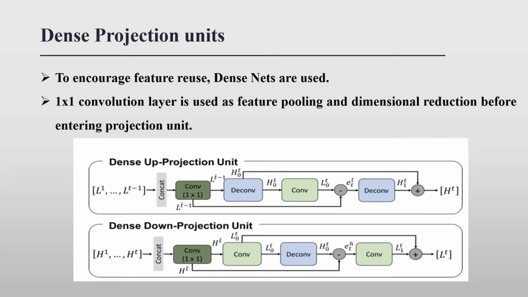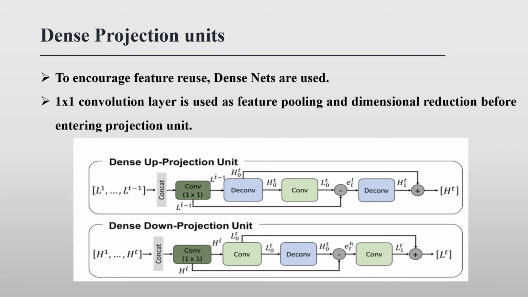The same idea can be extended to dense projection units as well. In dense projection units, one can observe that as opposed to a projection unit, where the input is only the LT-1, that is the low resolution input of only the previous unit, here all the low resolution images of all the previous units are considered and concatenated, followed by a convolution of 1 cross 1 layer to reduce the feature size as the new obtained low resolution image. Then follows the same projection unit as discussed before, and then comes the dense down projection unit as well.